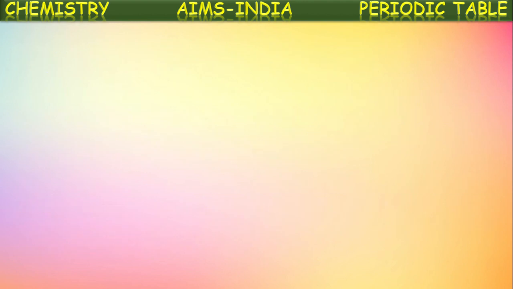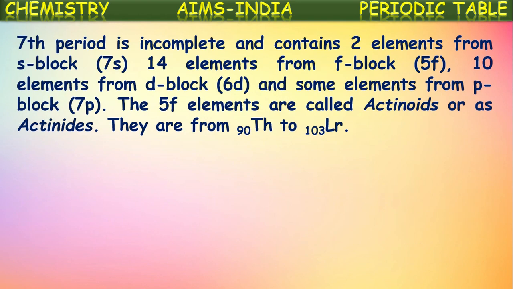Okay. Next, the seventh period. Actually, it is given here incomplete. But in the latest research, scientists have discovered those unknown elements also. Now it also contains 32 elements. Okay, 2 elements from S block, 14 elements from F block, 10 elements from D block, and 6 elements from P block. Some elements are given as not found yet, as it is an old book, but here these 6 elements are also found. Totally 32 elements in this seventh period also.